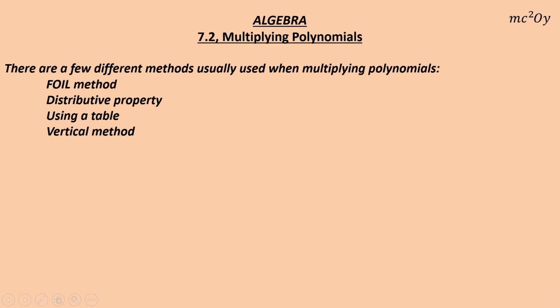All right, 7.2, multiplying polynomials. So there are a few different methods usually used when multiplying polynomials, and I'm going to go through each of the methods that our book uses here. All right, the FOIL method, distributive property using a table, and the vertical method.